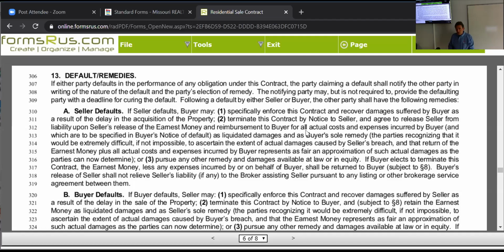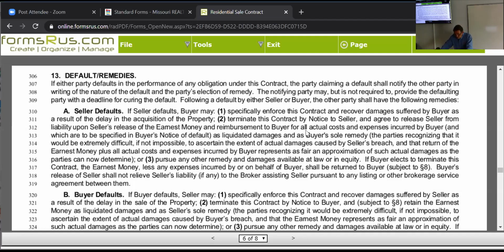Now the repairs are done. Maybe we can get an additional 1 or 2% and cover all their costs and get them out of the contract without litigation. So I always suggest that. And if you do have a buyer or a seller that's considering defaulting, call your local broker and we'll discuss it.